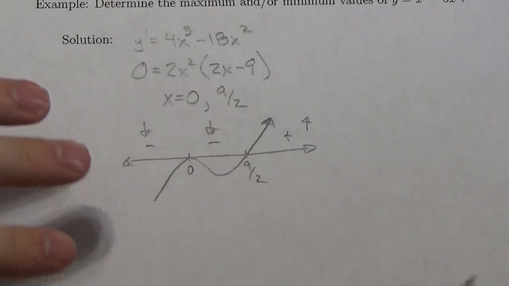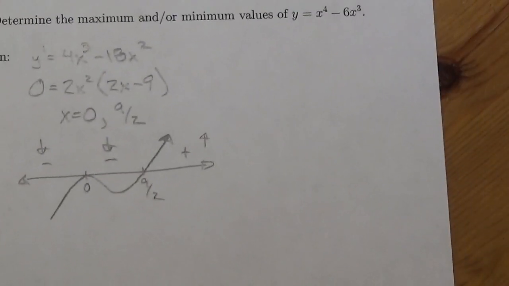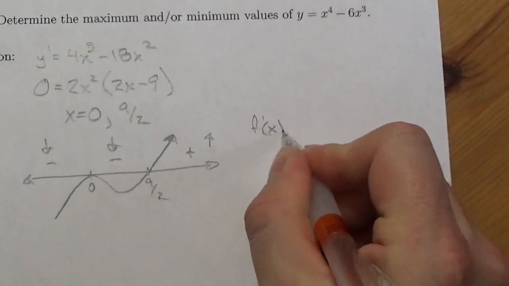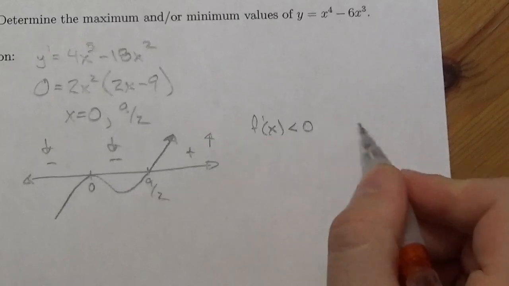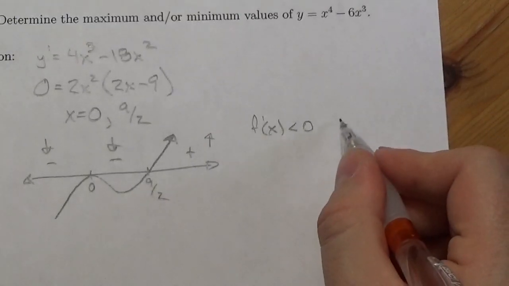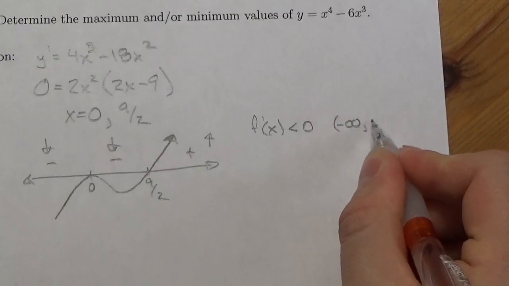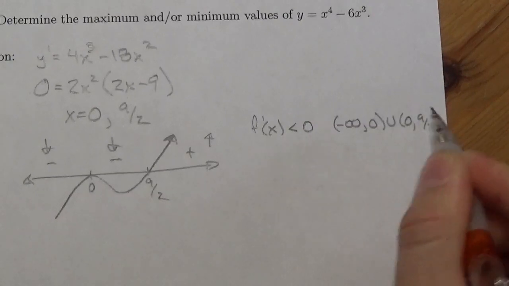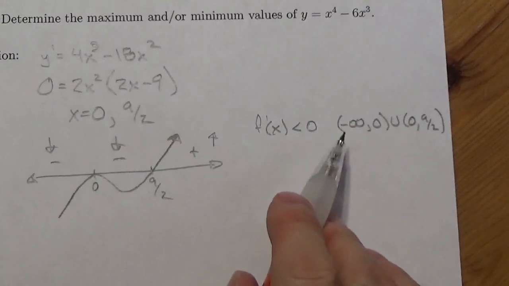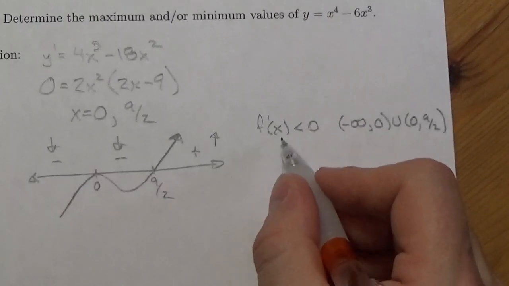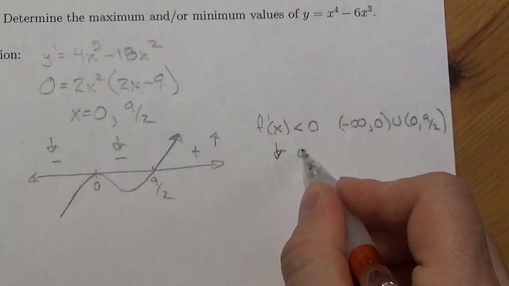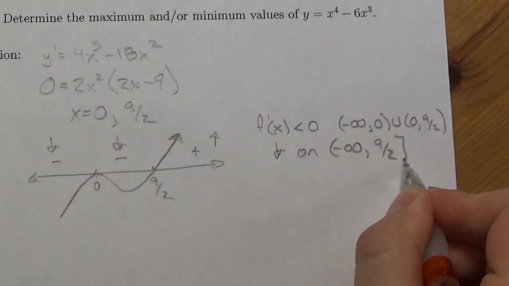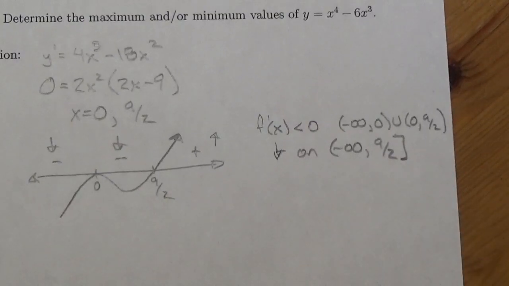So, and actually just to reiterate, maybe I'm just going to walk over to the side here. So I know that my first derivative is less than 0 on the interval negative infinity to 0, union 0 to 9/2. It's less than 0 from negative infinity to 0, and then from 0 to 9/2, which means this function is decreasing on the interval negative infinity up to 9/2, and I'm going to include the 9/2 on that.